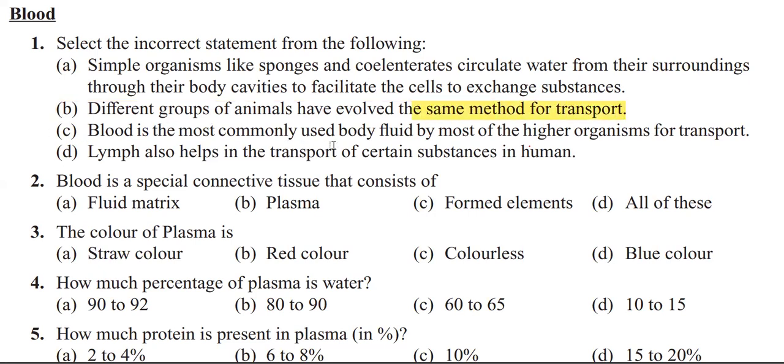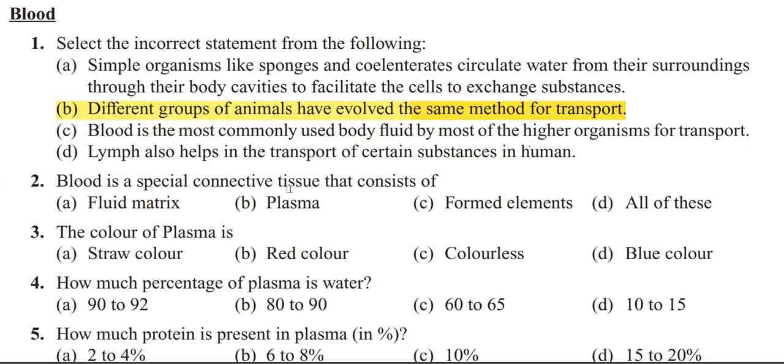Blood is the most commonly used body fluid by most of the higher organisms for transport. Yes, correct. Lymph also helps in the transport of certain substances in humans. So the incorrect statement is B.